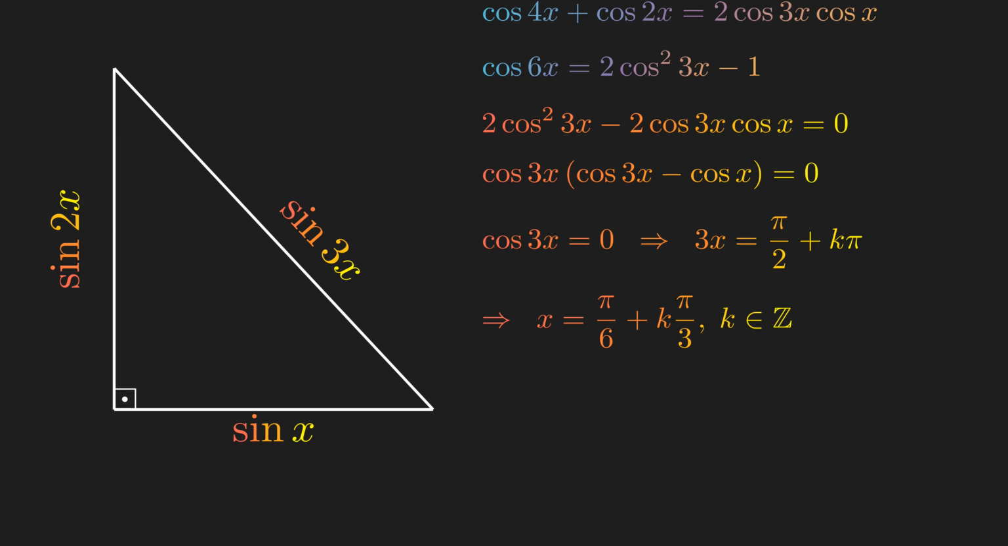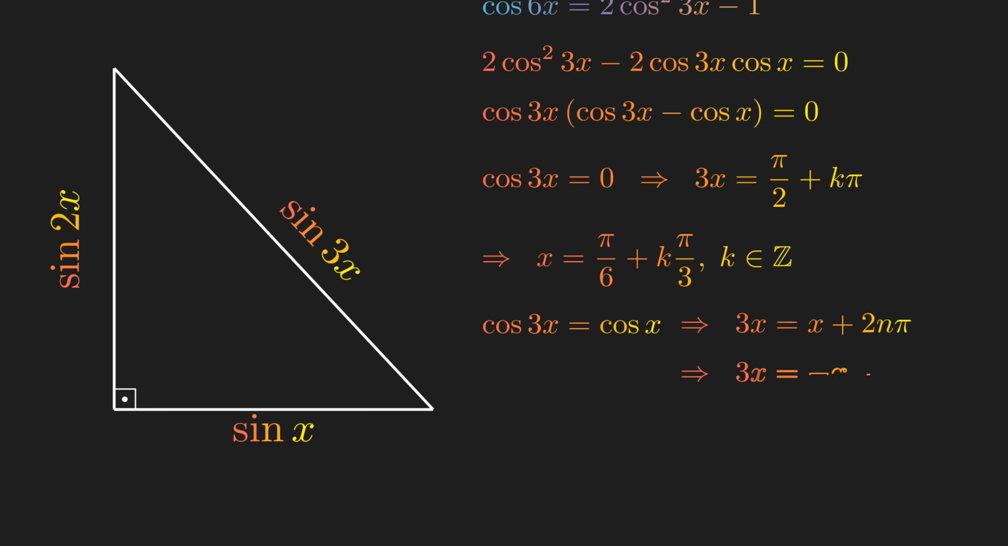The second option is that cosine 3x equals cosine x. In this case, we have two possibilities. Either 3x equals x, and don't forget to add 2n pi, because the period of cosine is 2 pi, which means every 360 degrees, it repeats the same value. Don't confuse this with the pi period we mentioned earlier, because that was for cosine being 0. They are different. Or 3x equals negative x plus 2n pi.